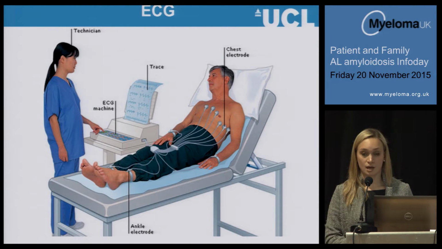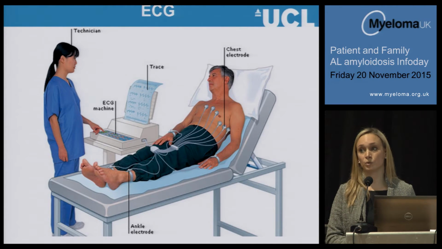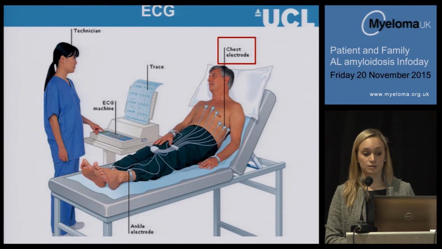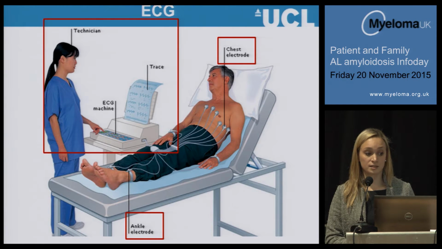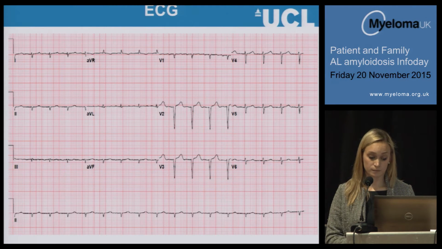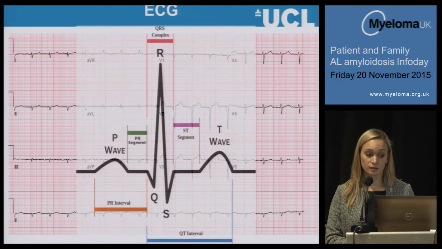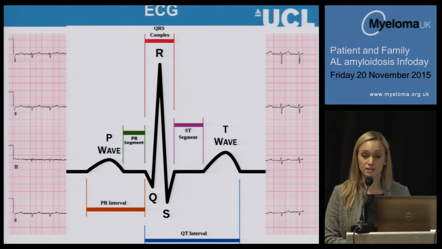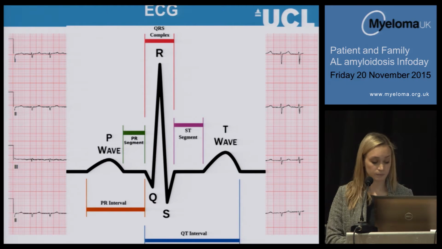This is the ECG. How do we do an ECG? Probably most of you are familiar with that. We need 6 electrodes on the chest, 2 on the legs, 2 on the arms, and the technician with this machine will produce an ECG. This one is an example of an ECG of a patient with cardiac amyloid. If you zoom in on one of these complexes, these are the waves we look at.